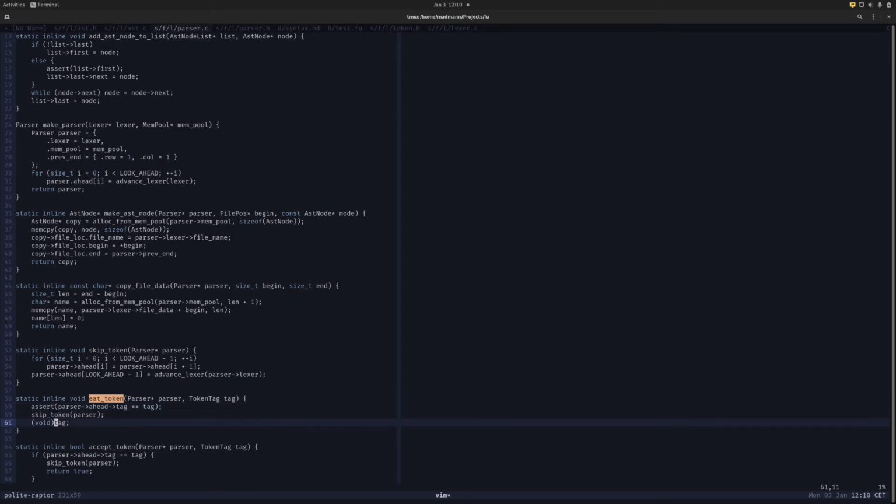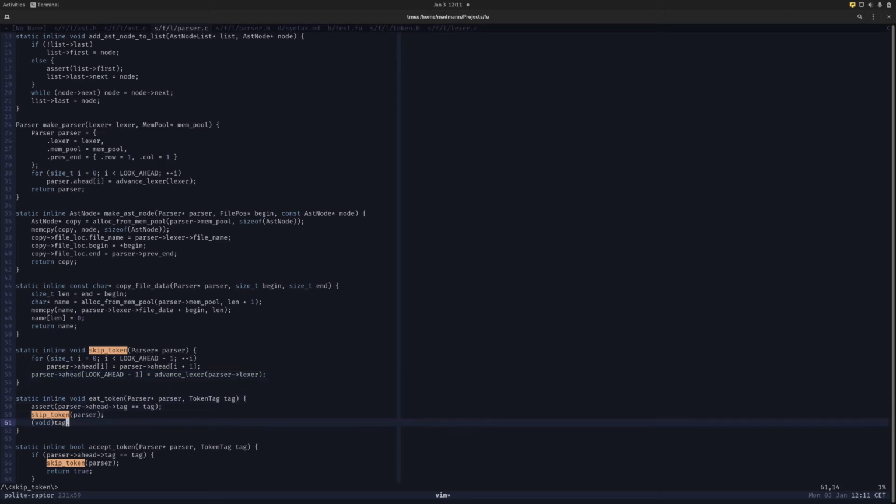So all it does is a fancy skip token, and skip token is just calling the lexer to get the next token. What it does is it moves the old tokens ahead. You basically have the token at position 1 put at position 0, the token at position 2 moved to position 1, and then what you put at position 2 is what the lexer gives you. So it's like a first in, first out kind of thing.